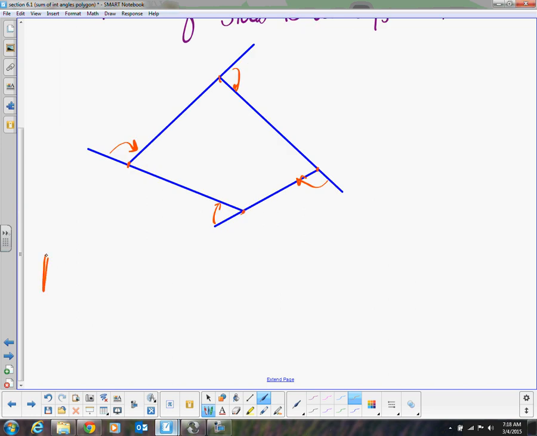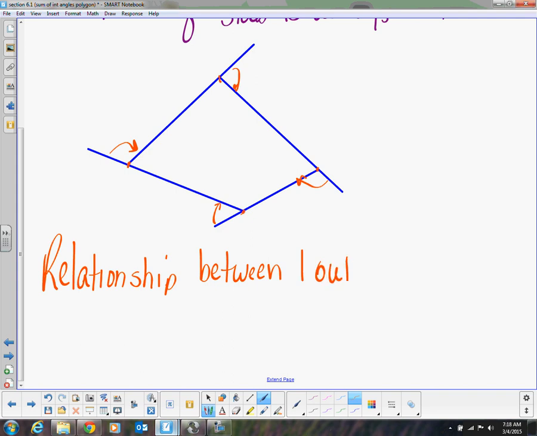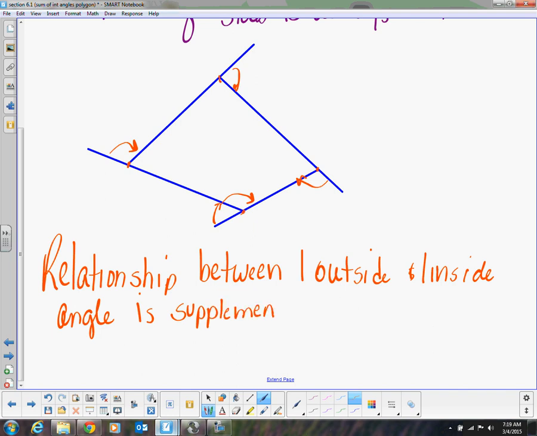Now, what is the relationship? This is really important. You need to write this down. What is the relationship, you won't find this in your book, between one outside and one inside angle? So I heard two answers. I heard supplementary, and I heard 180. Is supplementary, and supplementary means what? Add to 180.